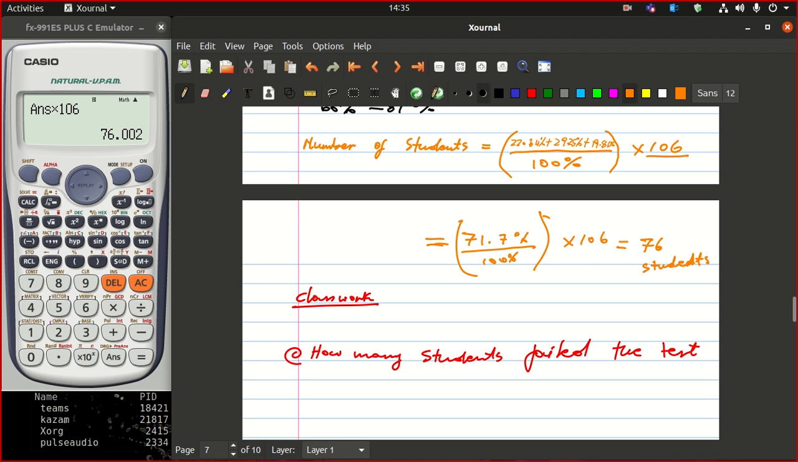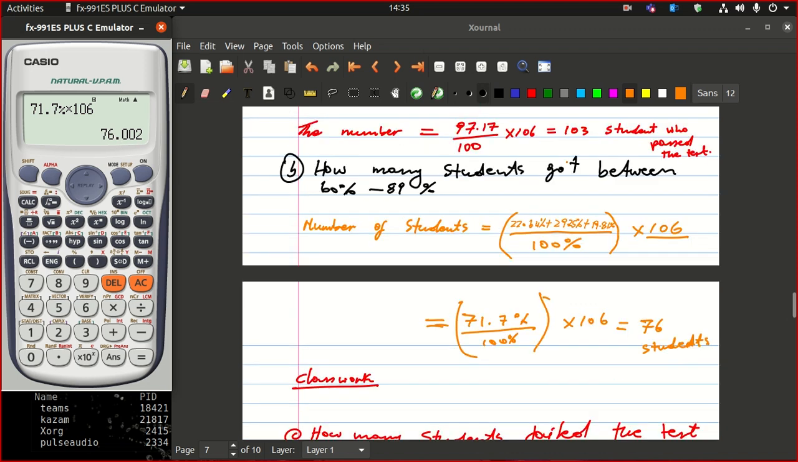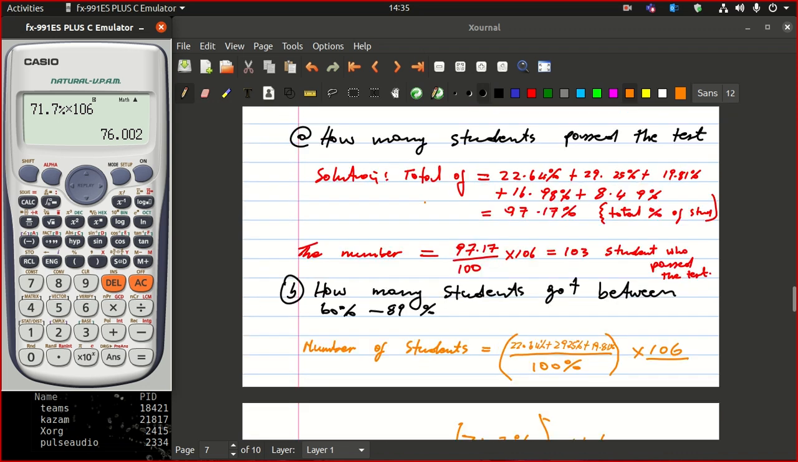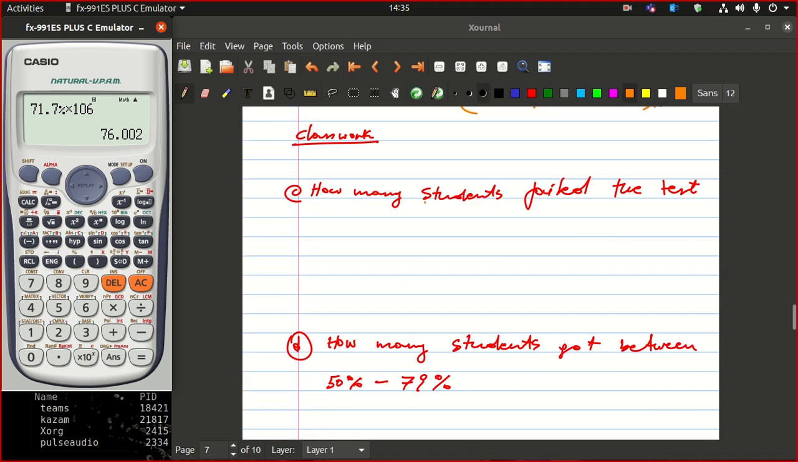So this is actually the total number of students. Or simply put, you can just take this 71.7% and multiply this by 106. The answer you're supposed to get is simply going to be this 76. It is the number of students who got between 60 and 89. That's how easy this thing is. Don't make it harder than it is.